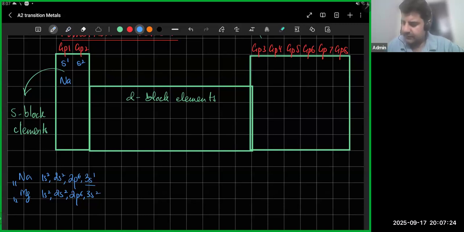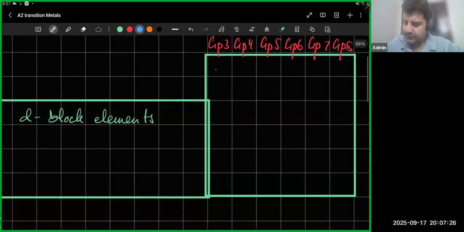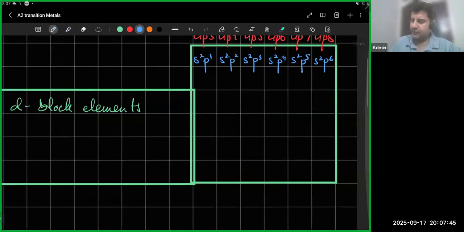And so is the case with P block elements, because the last electron goes into a P subshell. So group 3 will always be S2P1. Group 4 would always have an outer shell of S2P2. And so on, S2P3, then S2P4, then S2P5. And then the last one is going to be S2P6.